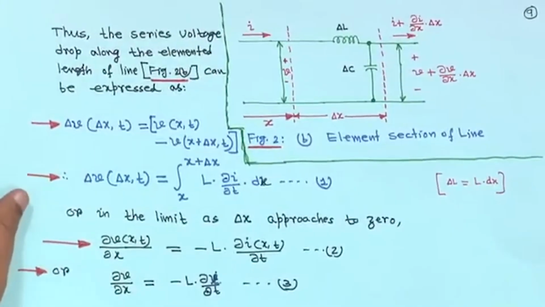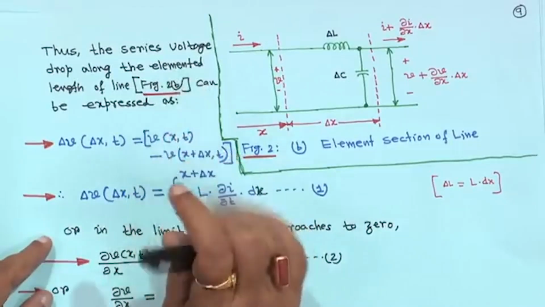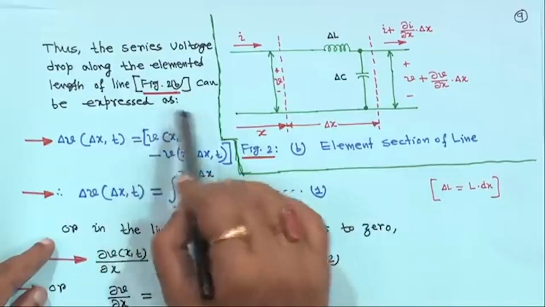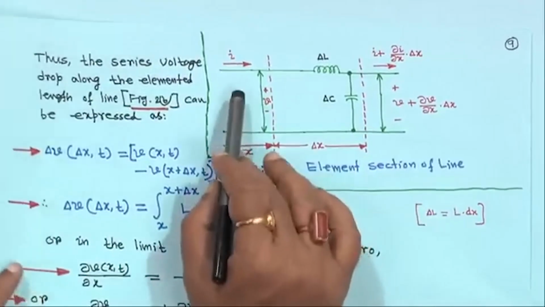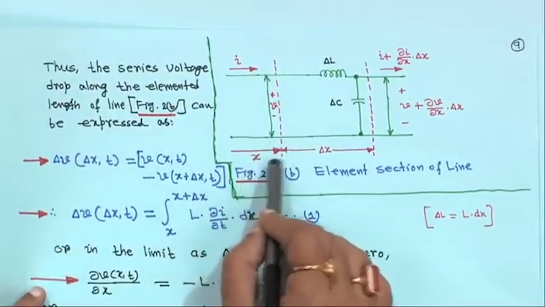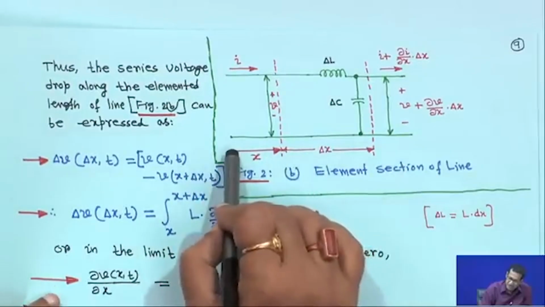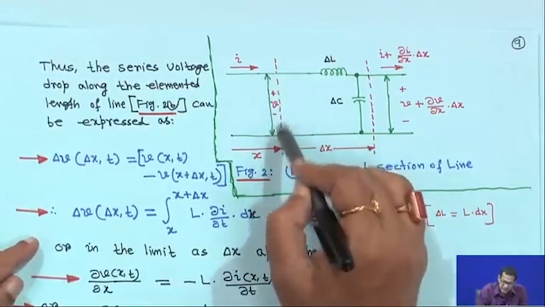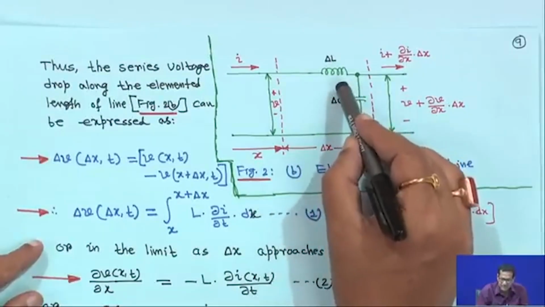The series voltage drop along an elemental length of line can be expressed as follows. Consider a small section of line, where the current on this side is I. Distance is measured from the sending end to the receiving end, so distance is increasing in this direction, and the voltage here is V, with polarity as shown. It is a small elemental section.